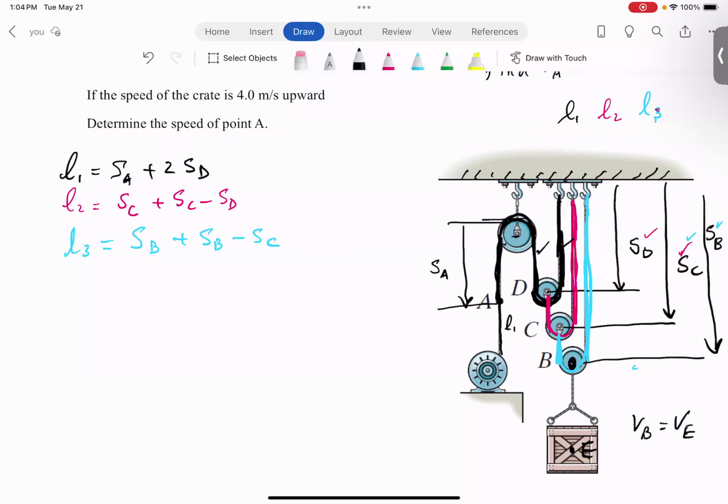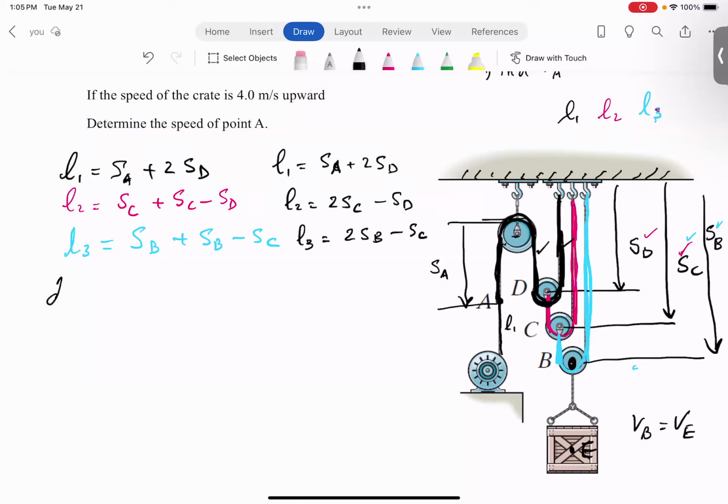So let me clean these up for you. L1 becomes S sub A plus 2S sub D. L2, if I clean it up, is 2S sub C minus S sub D. And then finally, L3 is 2S sub B minus S sub C.